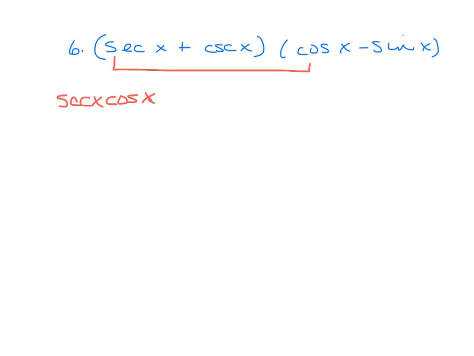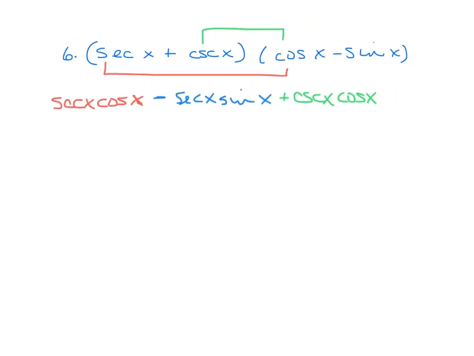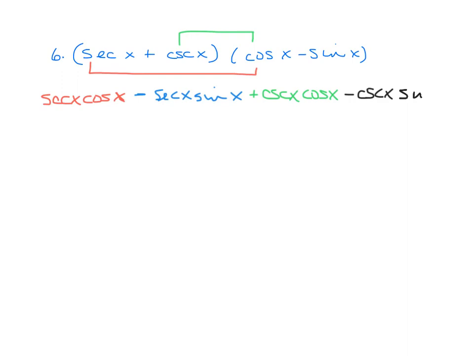And then I'm going to do outside in blue. And I'm going to get secant, actually it's going to be minus because it's negative times positive. So secant x times sine x. Then inside, positive cosecant x times cosine x. And then finally last, which will be negative cosecant x times sine x.